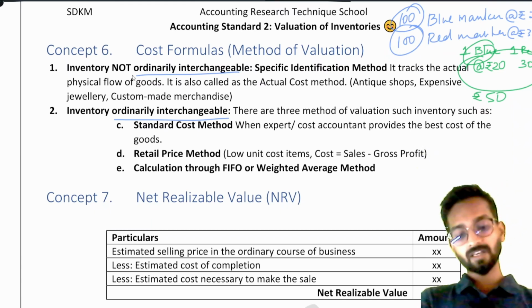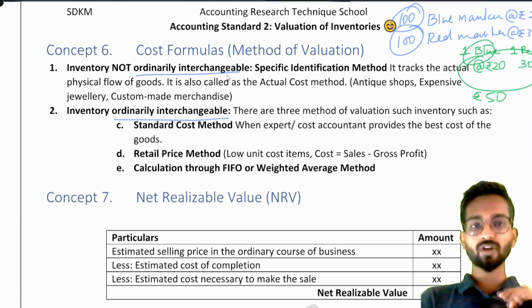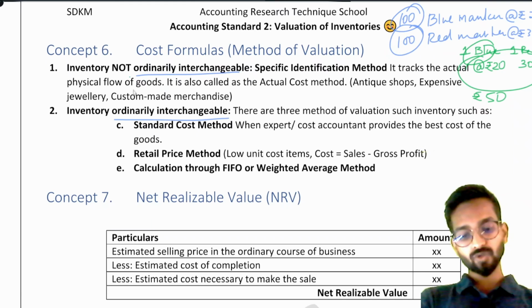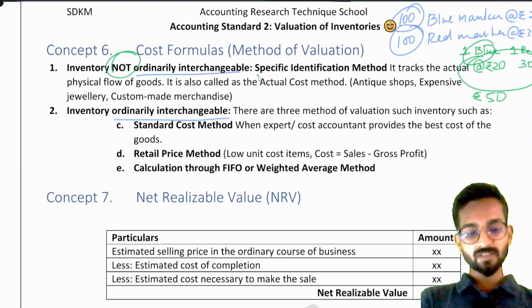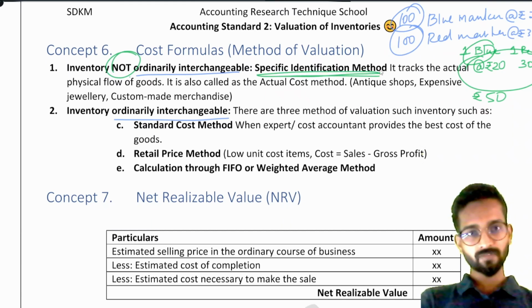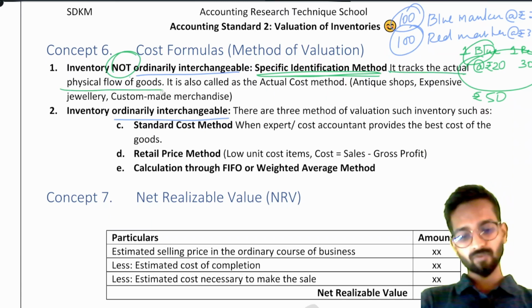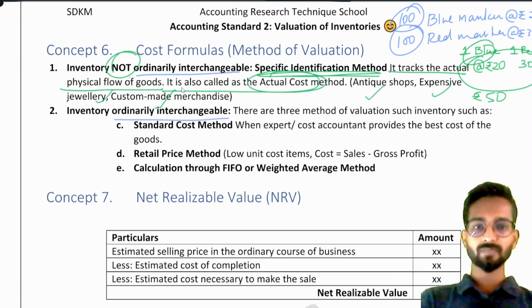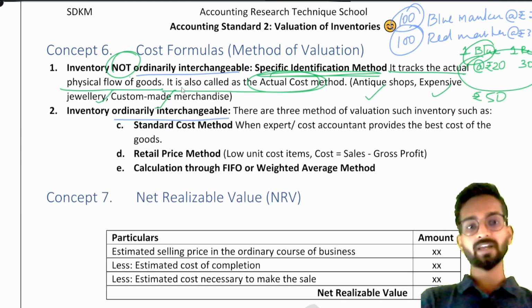See, when inventory is not ordinarily interchangeable, you cannot interchange blue and red. They both are different colors, both are different products. So when they are not ordinarily interchangeable, under the specific identification method, you can identify the specific product, whatever the product is: blue will be charged blue cost and red will be charged red cost. It tracks the actual physical flow of goods. It is also called the actual cost method. Antique shops, expensive jewelry, custom made merchandise, all use the specific identification method.